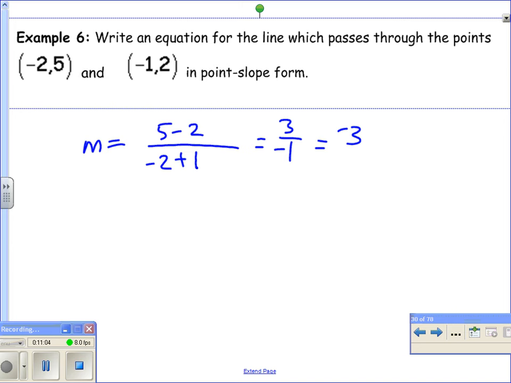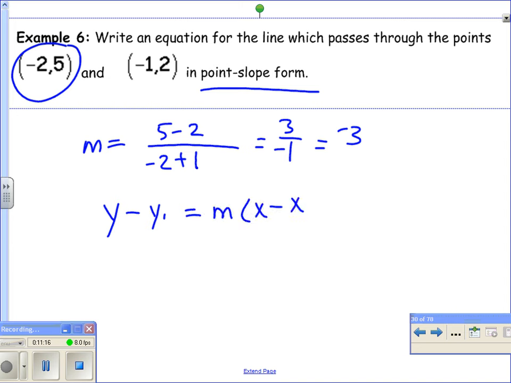And then once we have that, we want it in point slope form, so that's very easy. Just choose one of the 2 points. It doesn't matter which one. Let's say I choose this one. The point slope form is y minus y1 equals the slope times x minus x1. The values that are going to get replaced are y1, slope, and x1. So we just replace those.